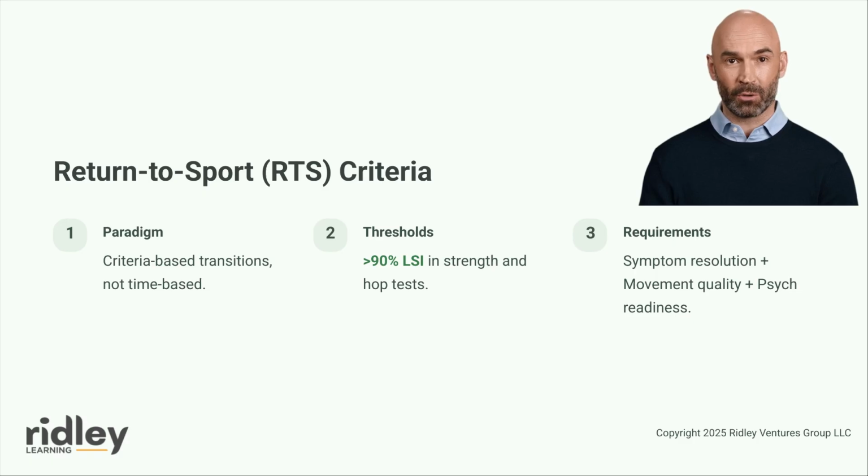Traditional return to sport criteria have relied heavily on time-based protocols, with athletes cleared to return after a specified number of weeks regardless of individual recovery trajectory. Contemporary approaches instead emphasize criterion-based progression, where advancement depends on achieving specific functional benchmarks rather than simply waiting for time to pass. This individualized approach accounts for the substantial variability in recovery rates among athletes with seemingly similar presentations.